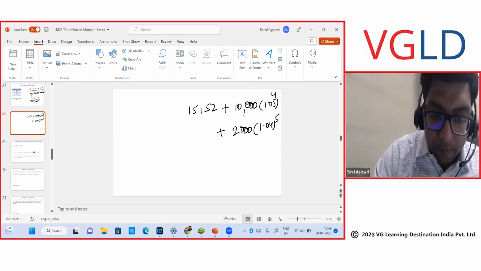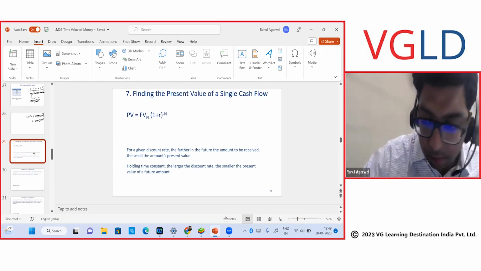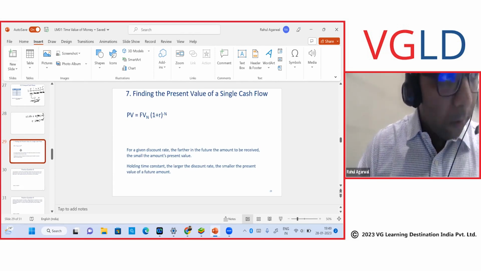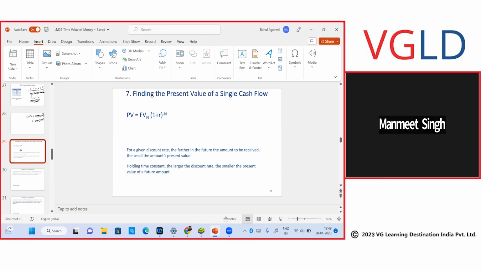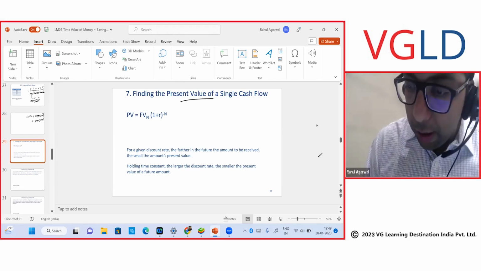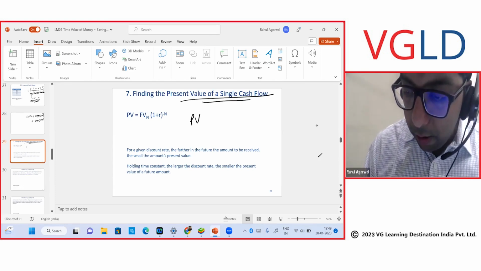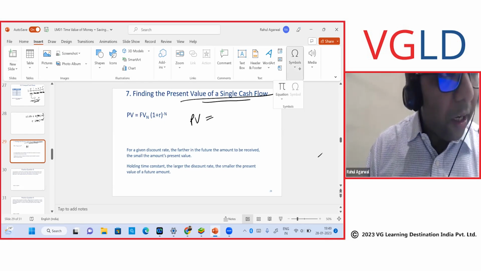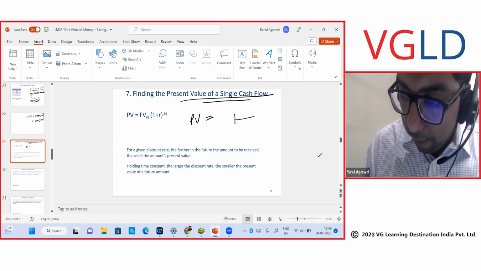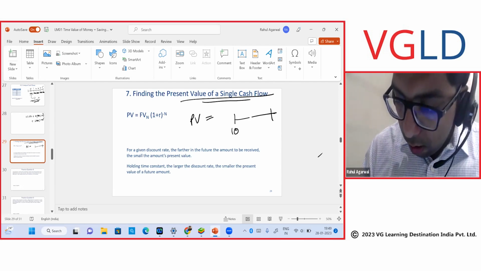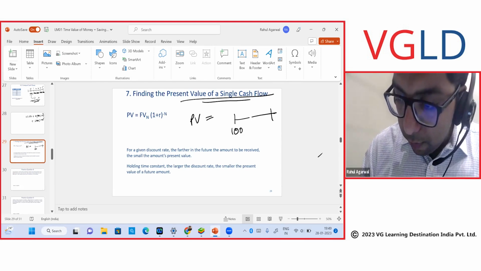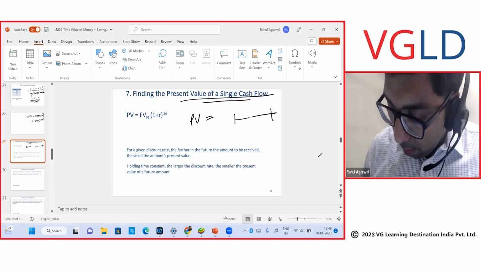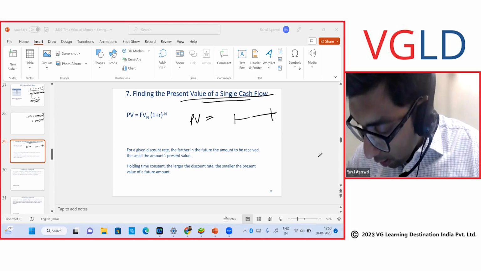So coming back to the discussion. Okay, am I clear till here, everyone? Yes, sir. So finding the present value of a single cash flow. This is nothing but you're calculating the PV of a single cash flow. So we have already covered this. I want to know the present value of 110. One second. There is some glitch happening.